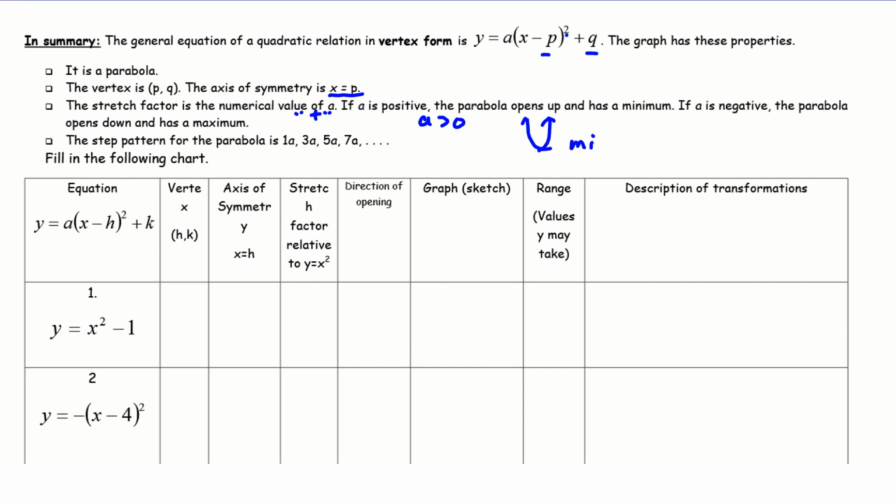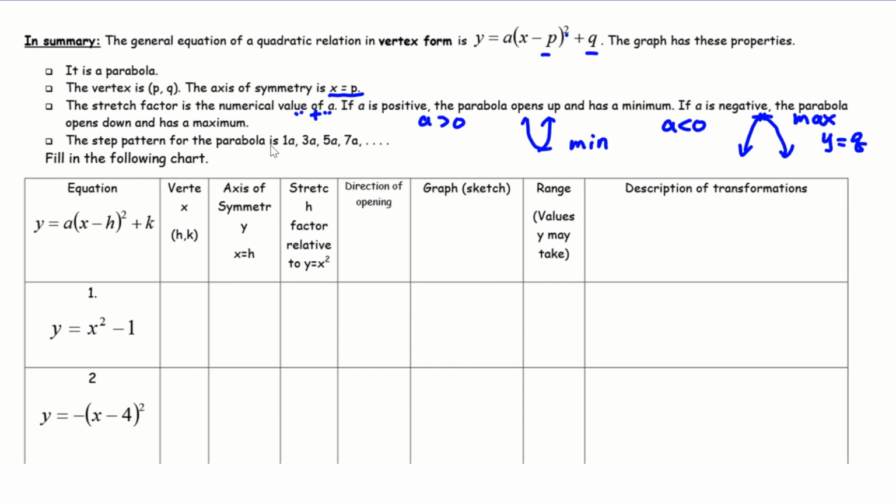And if a is less than 0, then the graph opens down. Then at the vertex, you have the highest point, a maximum y value. So the minimum or maximum y value always equals the y coordinate of the vertex.